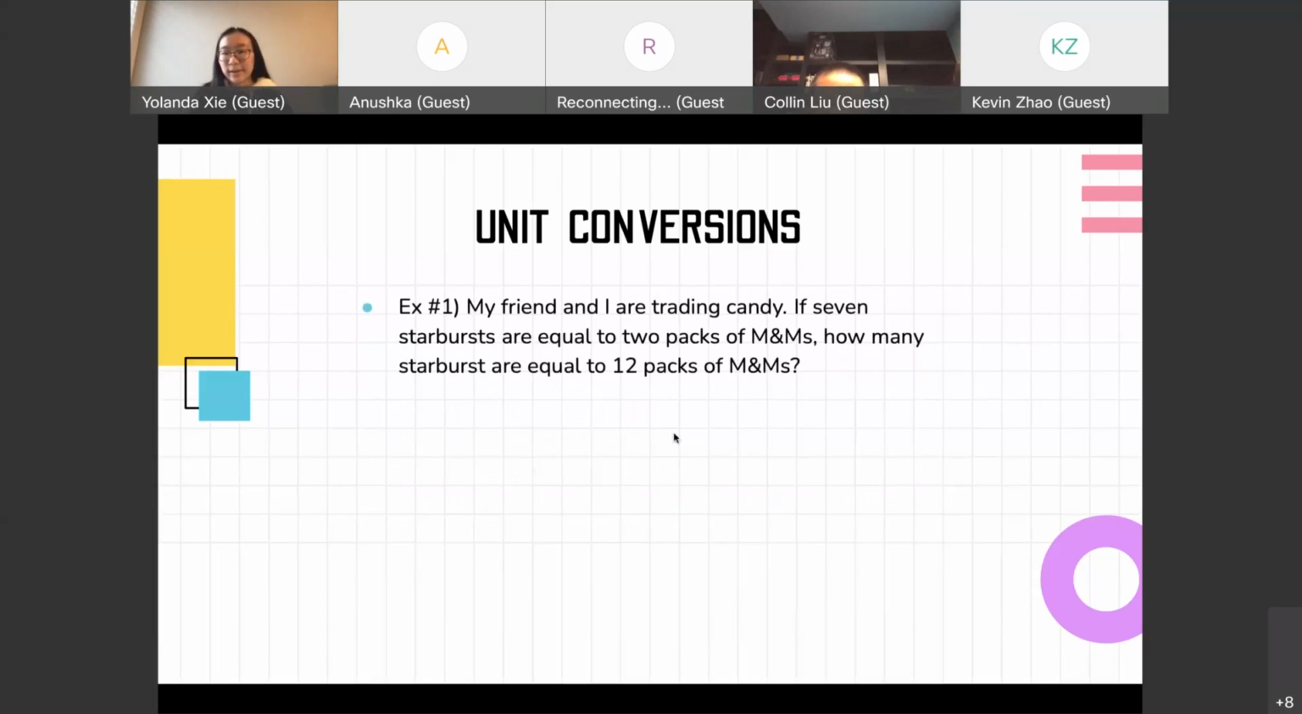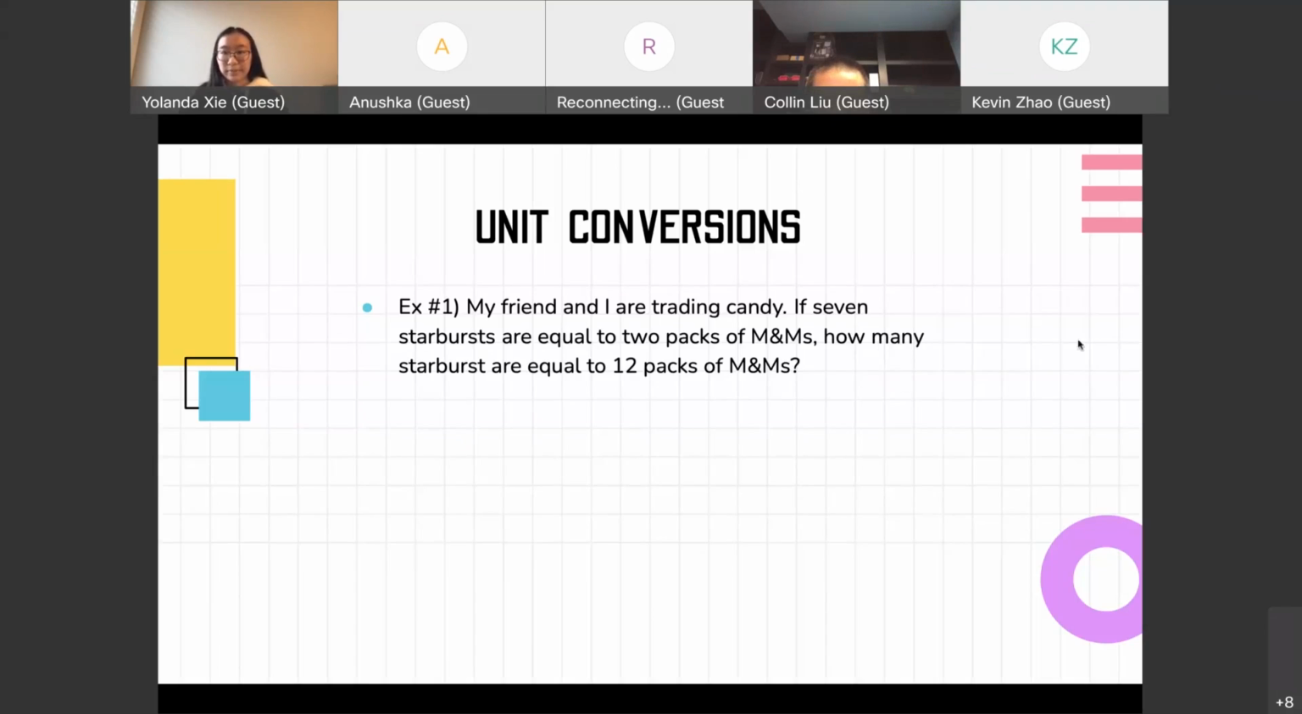So let's take this example problem. My friend and I are trading candy. If 7 Starbursts are equal to 2 packs of M&Ms, how many Starbursts are equal to 12 packs of M&Ms? All right, I'll give you guys a minute to think about this, and you can type it in the chat.